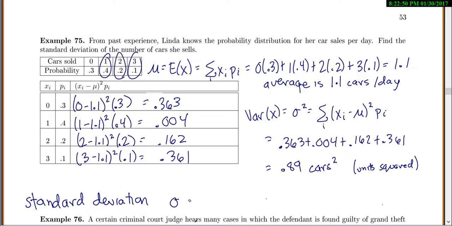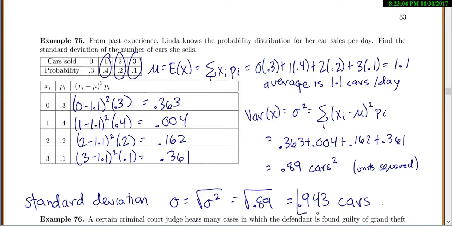Standard deviation is sigma, or just the square root of sigma squared. That's easy to remember, right? So the square root of 0.89 is 0.943, and if you take the square root of car squared, you get back to cars, which is a unit that actually makes sense. So my final standard deviation is 0.943 cars.